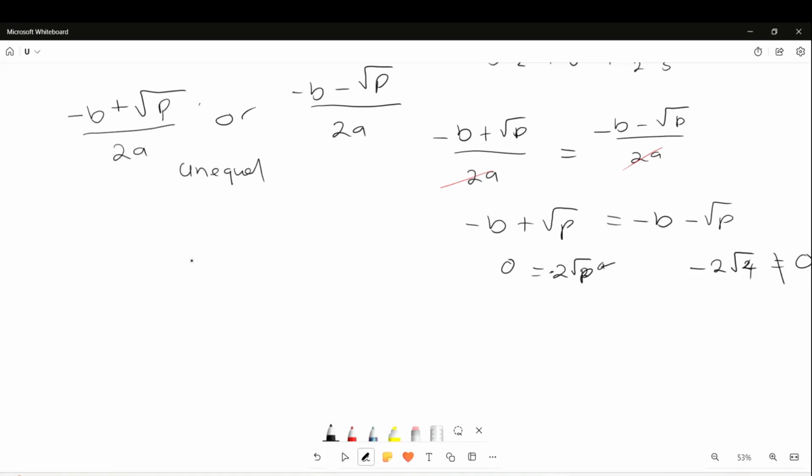Hoping that you understand that one. So we basically have two roots that are unequal. For instance, you may have negative 2 and 2, where one is negative and the other is positive. So the roots are unequal. They are also real, because as long as we're getting a number on our calculator, the roots are real. So that's another nature of roots.